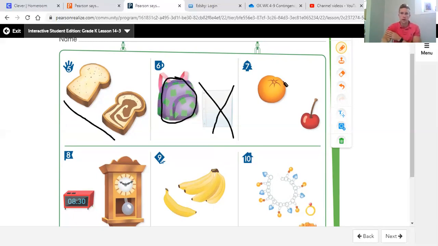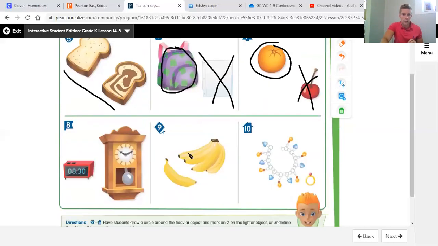Okay, good. Now, an orange and a cherry. Now, the picture here looks kind of close, right? They look like they're kind of the same, but not necessarily the same size. The orange looks a little bigger, and if you've ever held an orange and you've held a cherry, which one's heavier? I know oranges are heavier than the cherry, right? So the orange would be the one you circled. I hope you got that one right.